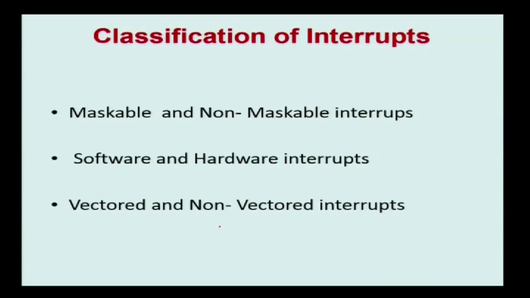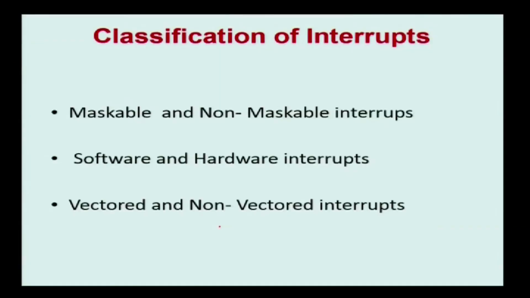The interrupt is classified into three main categories. First, how we are enabling the interrupt, by hardware or software, is classified as hardware interrupt and software interrupt. Second, whether the interrupt can be enabled or disabled is classified as maskable interrupt and non-maskable interrupt. Third, after the interrupt gets the request, it has to switch over to a location, whether it knows the address or not. Based on that, it is classified as vector address and non-vector address.